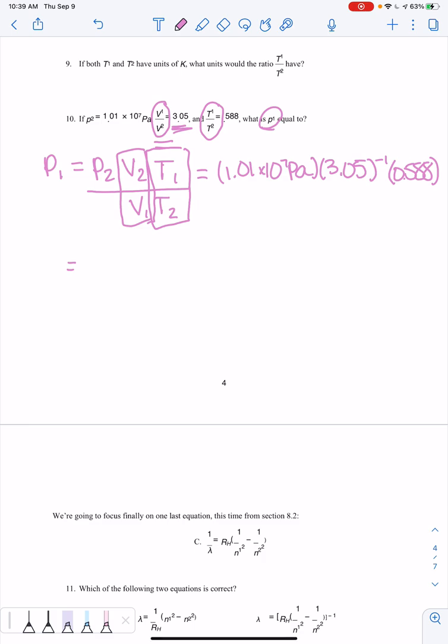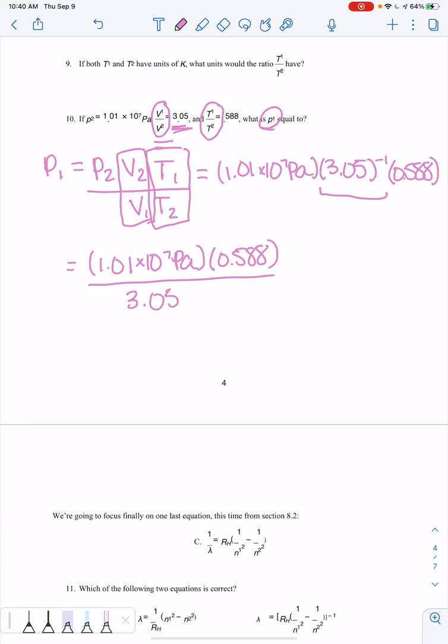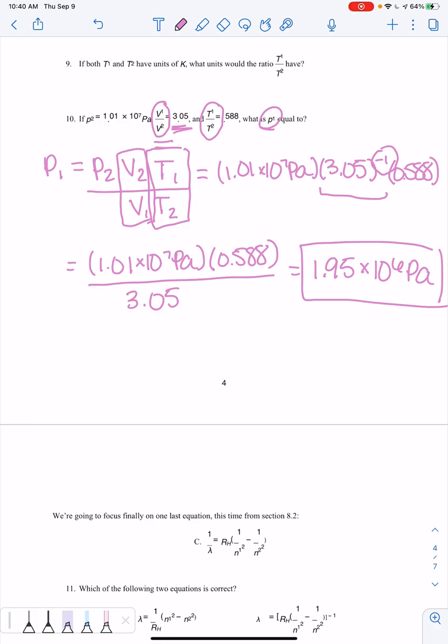And then all that's left is to plug it into your calculator. It might be a little bit weird plugging in a negative exponent into your calculator, so we can actually rewrite this as the value of P2 times the value of T1 over T2. And then we can just put this number on the bottom, because that's what the inverse exponent means. When you plug this into your calculator, you should get 1.95 times 10 to the 6th. And don't forget your units. So that's a good way to solve number 10.